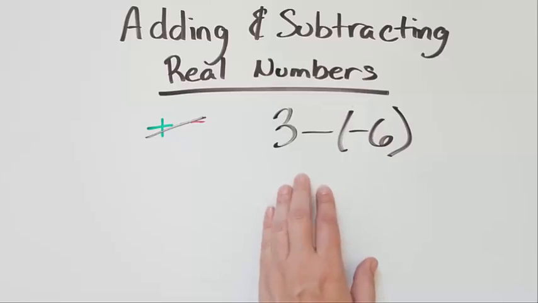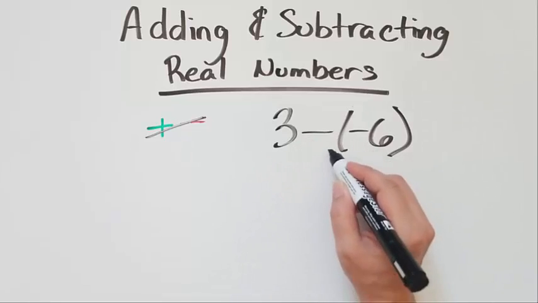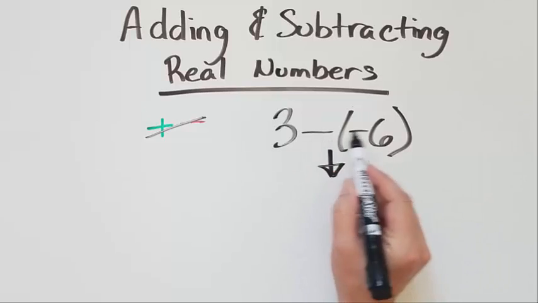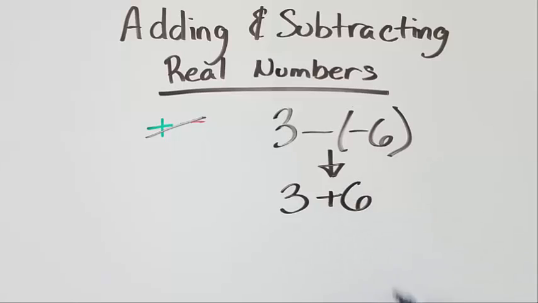So now we're going to solve this problem. We have 3 minus a -6. Again, I do not like seeing minus and negative, so we need to rewrite it. The minus negative turns into a plus. So this is actually 3 plus 6.